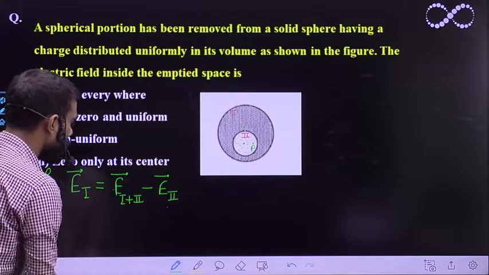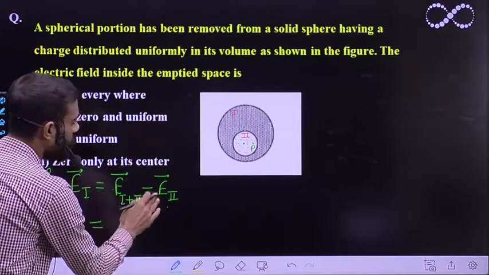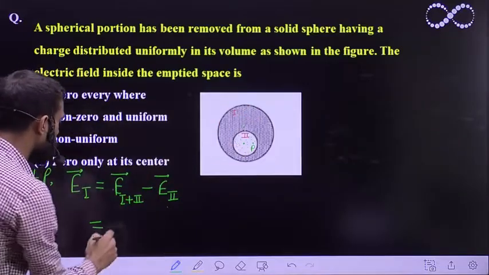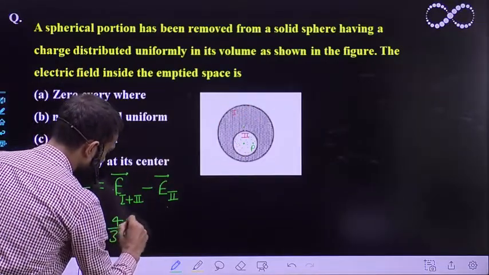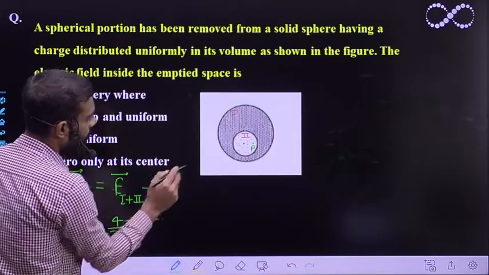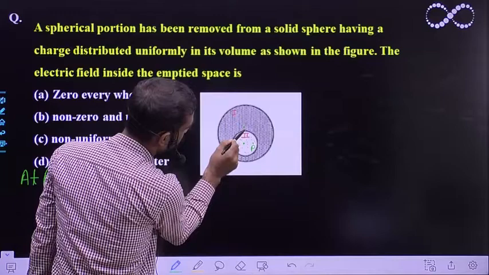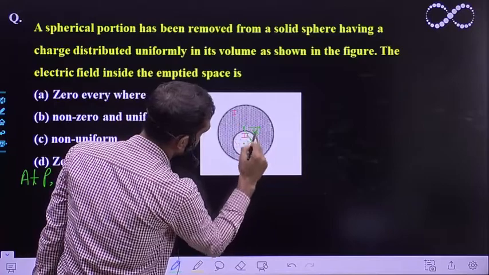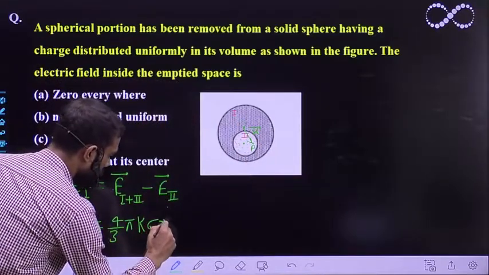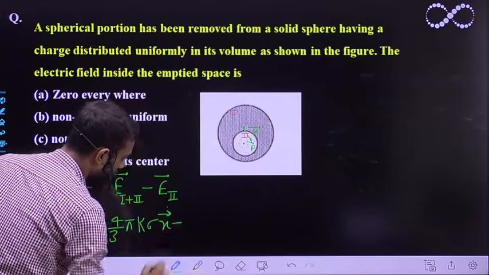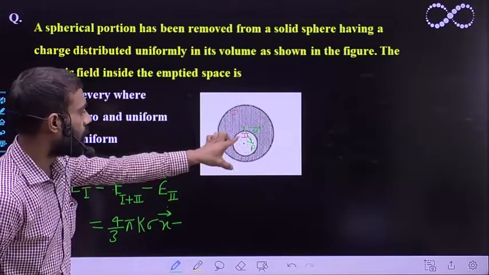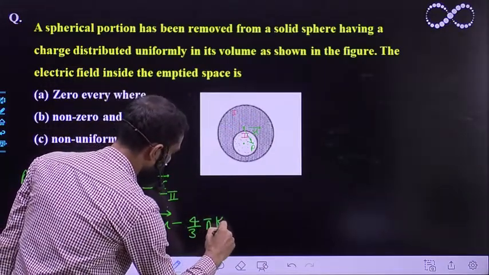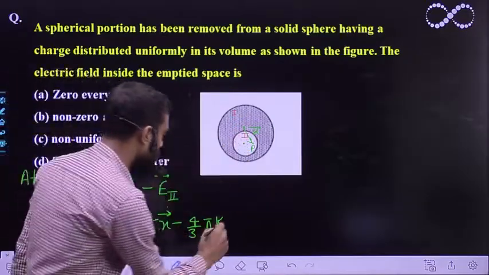So let us put the values here. 1 plus 2 is the entire sphere, and the point P is inside the sphere. So the electric field will be 4 by 3 pi k rho, and let us take this as the center and this vector as x vector, minus the electric field due to part 2, that is this inner one. Once again you will get 4 by 3 pi k rho, since the density is the same for both.